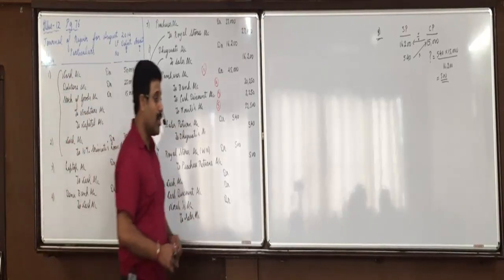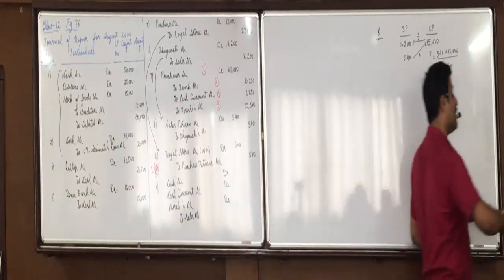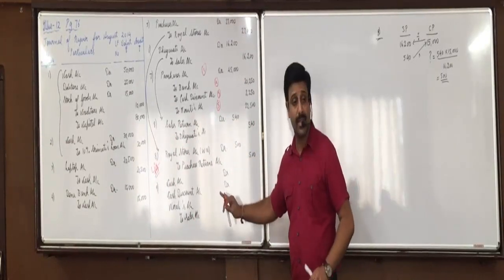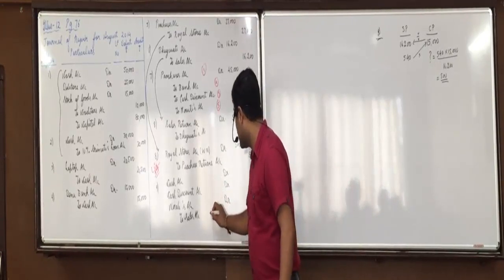Understood that? Now in what order will we get the amount? Very first, which amount will we get? Out of these four, very first? Sales. Second?